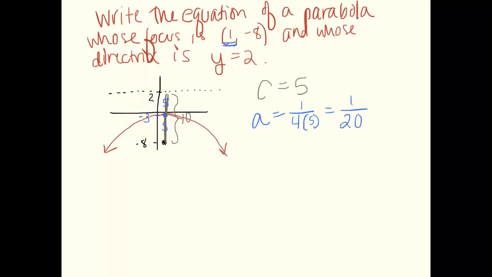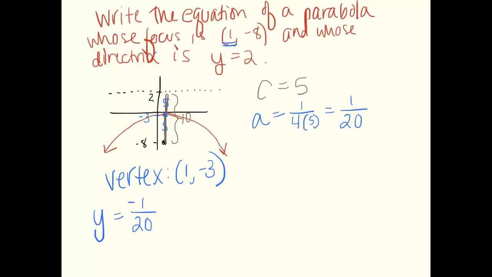The last thing I have to do is write the equation applying the shift. So our vertex, I know the vertex is at (1, -3) from what we discovered already. I know it opens down, and I know the A value. So I can write this in vertex form. y equals 1/20, which isn't right yet, because I know that that parabola has to open down. So it's up to me to remember to throw in that negative sign.